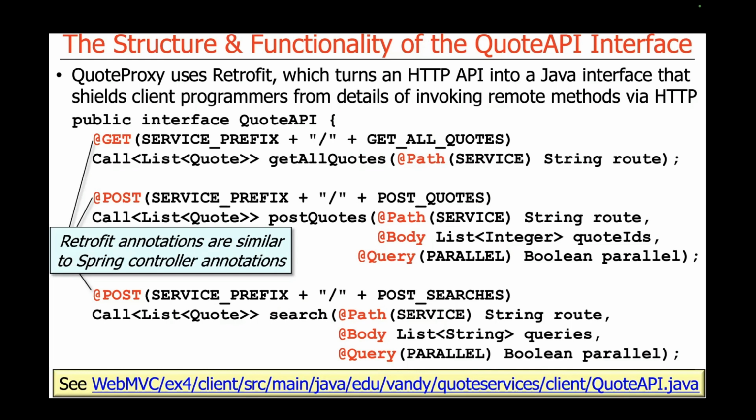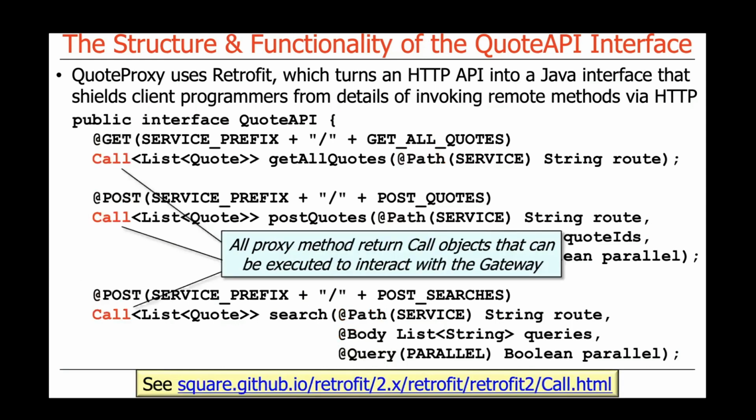And in fact, as we'll see in a moment, they're so similar, we can automatically generate one from another using ChatGPT. And I'll talk about that momentarily. All of these proxy methods that Retrofit will be able to generate for us automatically return something known as Call objects. And the Call objects can be executed to interact with the API gateway, to do the work that is being passed from the client to the API gateway.